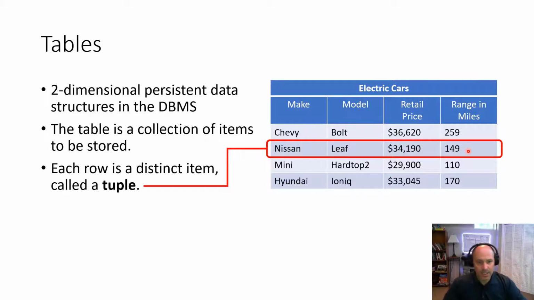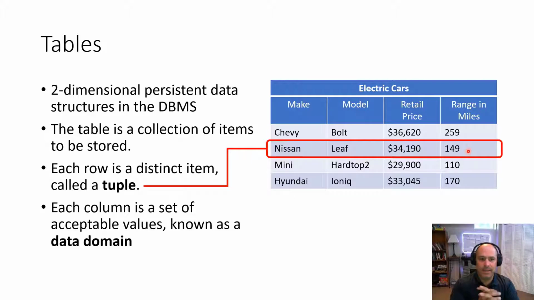Each column is a set of acceptable values, and this is called a data domain. For instance, for this range in miles, I wouldn't expect to see the word Bolt in here, because that's not the purpose of this column. Now, there's Bolt over here, so one of the things about writing a tuple is that you need to make sure you put the right atomic values in the right column.